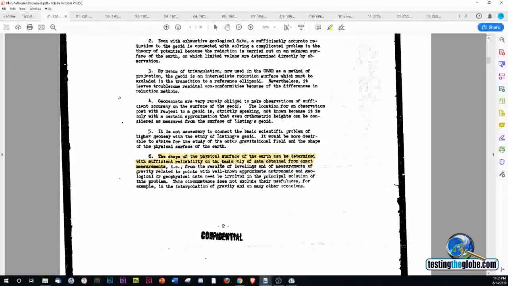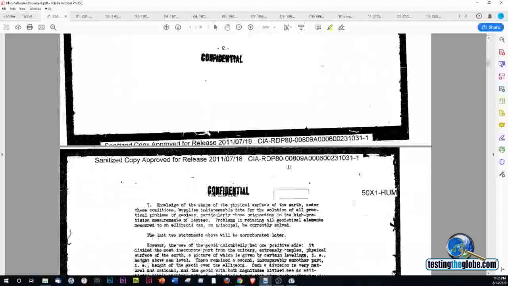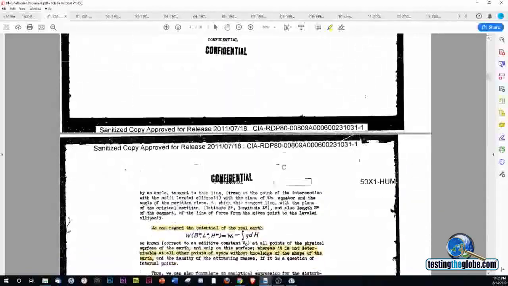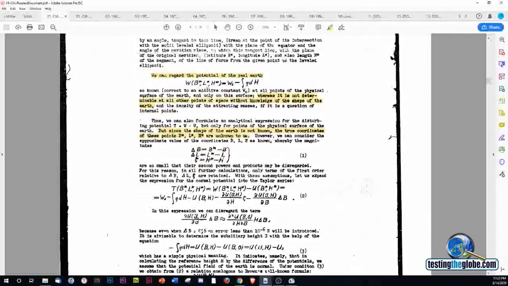The shape of the physical surface of the Earth can be determined with sufficient reliability on the basis only of data obtained from exact measurements. Well, that goes without saying, I suppose. And let's keep going down here. Let's see. We can regard the potential of the real Earth, by this equation here apparently, as known correct to an additive constant, whatever that is, at all points of the physical surface of the Earth and only on the surface, whereas it is not determinable at all other points of space without knowledge of the shape of the Earth. So they're still trying to figure out the shape of the Earth here.